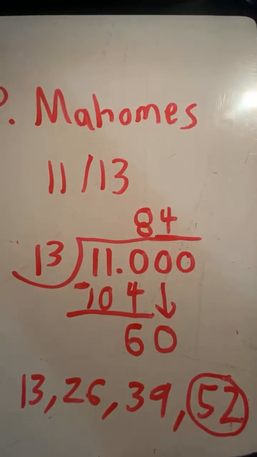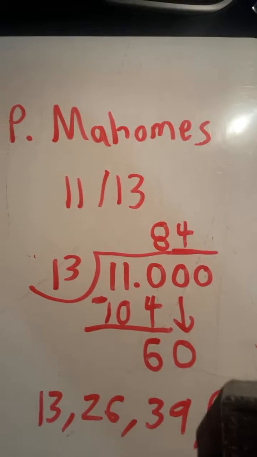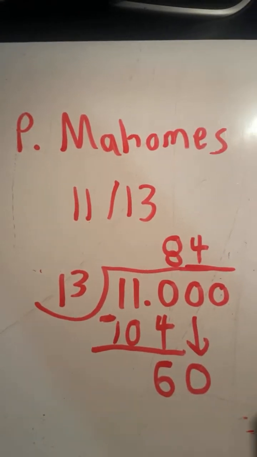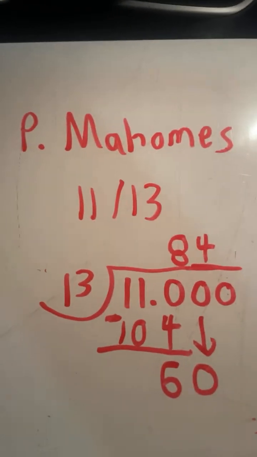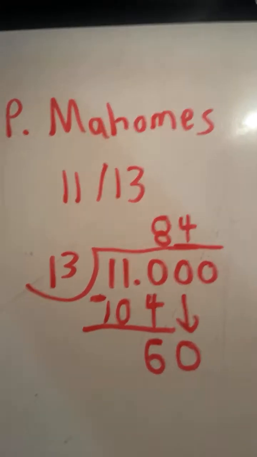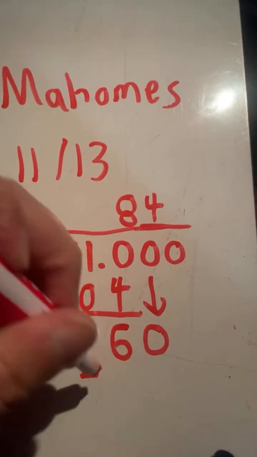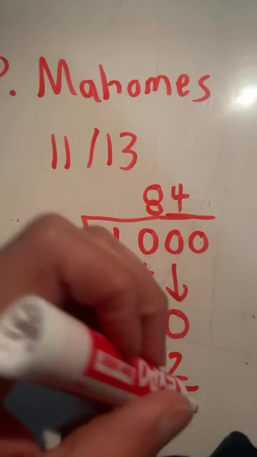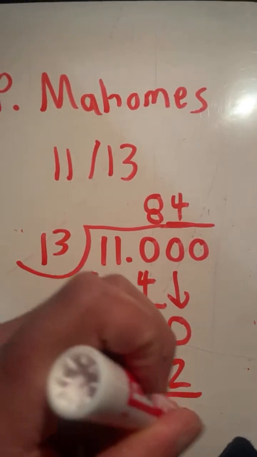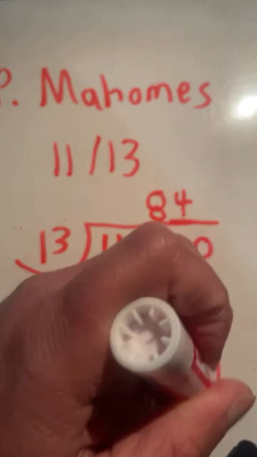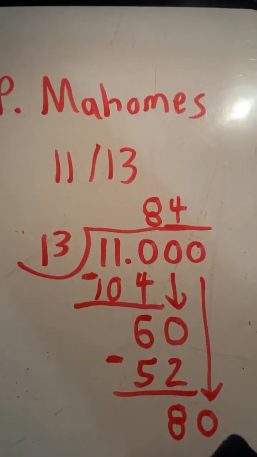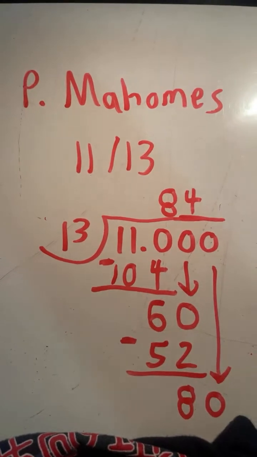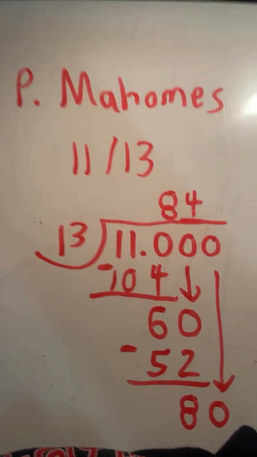So 52 is what we have to subtract. So 60 minus 52 equals 8. Bring down the 0. That 8 becomes an 80. Now I got to figure out how many groups of 13 go into 80.